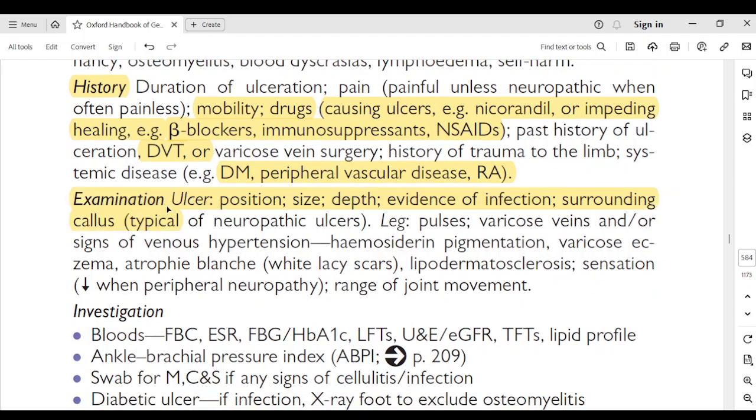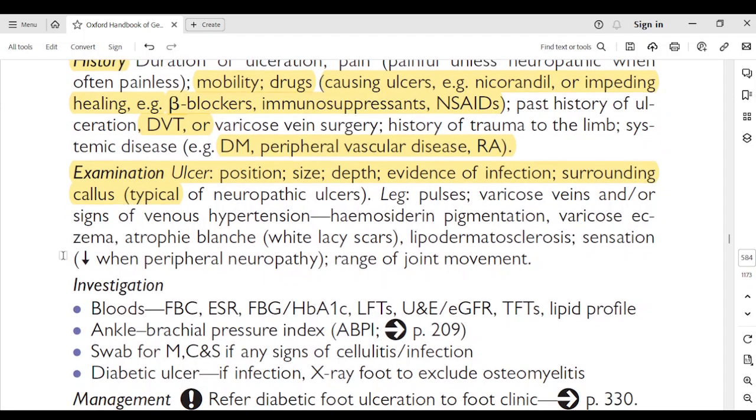Examination. The ulcer, position, size, depth, evidence of infection, surrounding callus, typical of neuropathic ulcers. Leg, pulses, varicose veins, or signs of venous hypertension like hemosiderin pigmentation, varicose eczema, atrophie blanche, white lacy scars, lipodermatosclerosis, sensation, whether it is decreased when there is peripheral neuropathy, and range of joint movement. These are the things you have to check in examination.